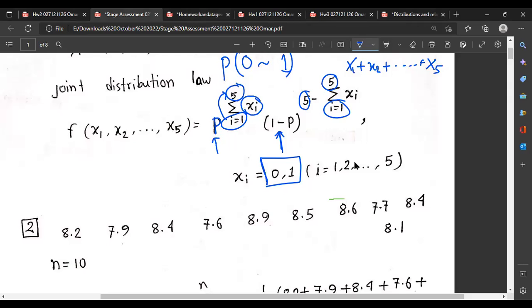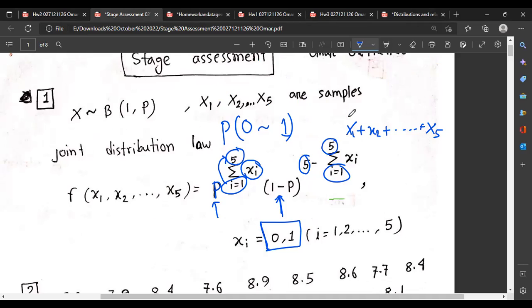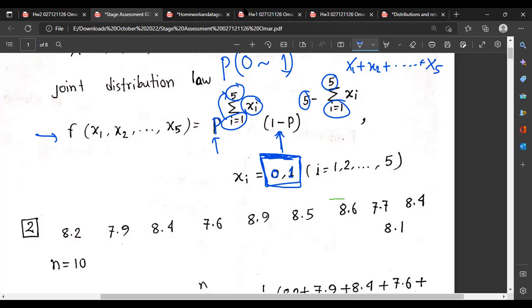Xi, right? Joint distribution law. P. Okay, so I think here we know that probability is from 0 to 1, right? This is the probability value. So we don't calculate it, we just write it down like 0, 1, maybe. Maybe, I'm not sure. It's okay. But let's continue and try to come back here again, if we get some problem later.